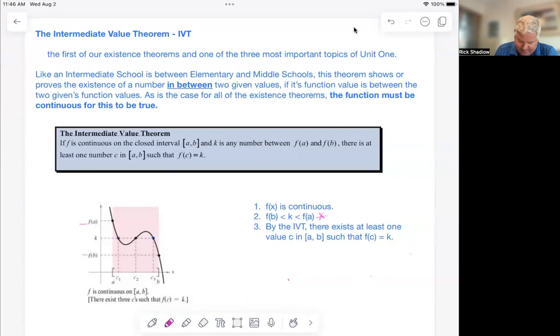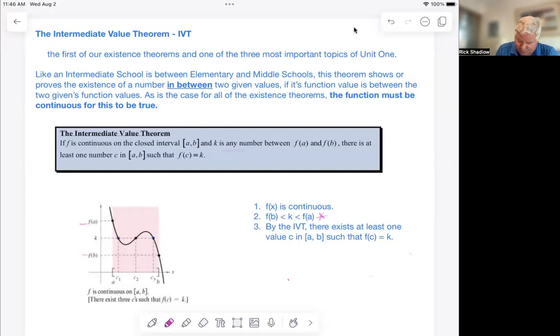There has to be some C between A and B, and it could be in the closed interval, you notice. It's continuous in the closed interval. There has to be a number C in A and B. So it could be at A or it could be at B, such that f of C is equal to K.